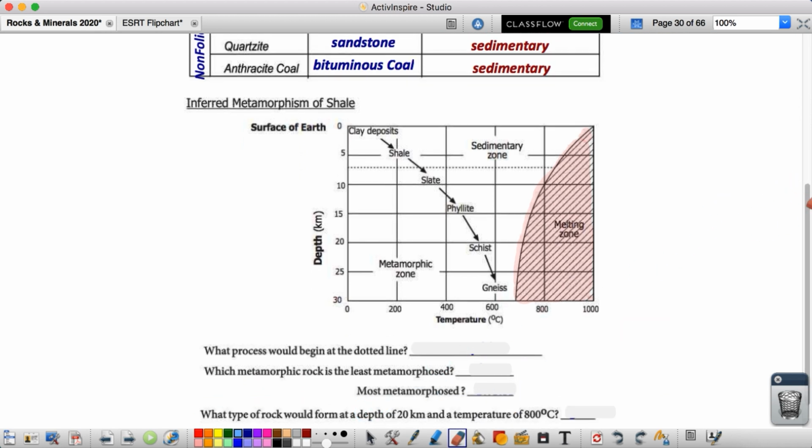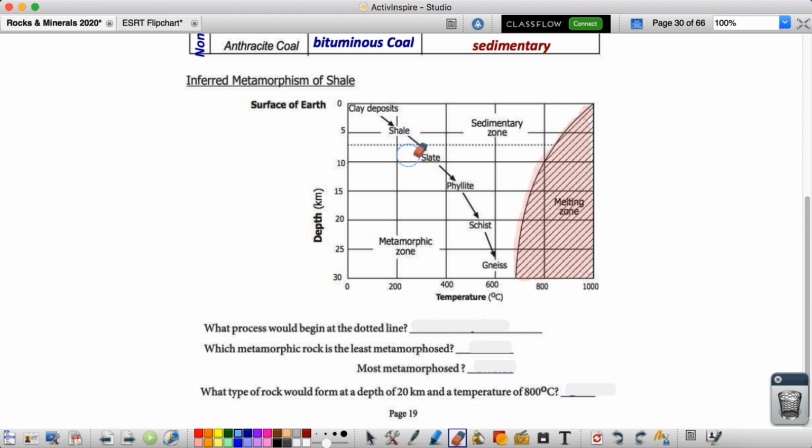Now, I'd like you to analyze this diagram. Look at it completely, because this is what earth science is all about. Analyze that diagram very, very carefully, and I'd like you to answer these 4 questions based on this diagram alone. Pause the video, record your answers.